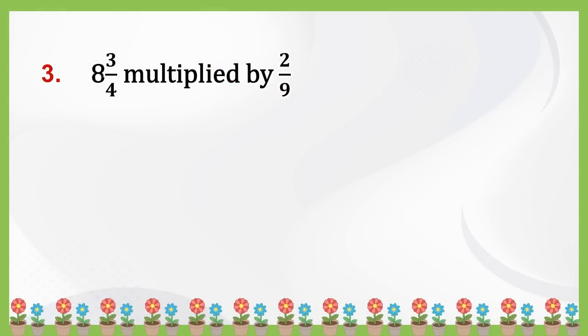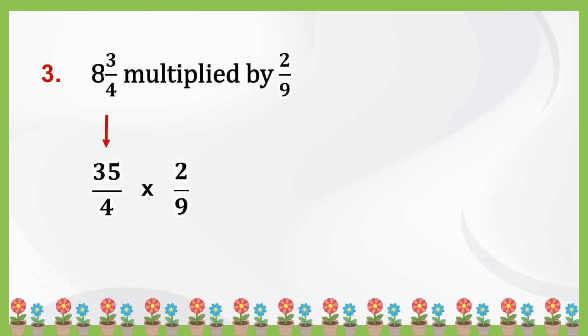Number 3. 8 and 3/4 multiplied by 2 9ths. First, change the mixed number to an improper fraction. So 8 times 4 plus 3 equals 35. Then copy the denominator 4. 35 over 4 times 2 over 9.